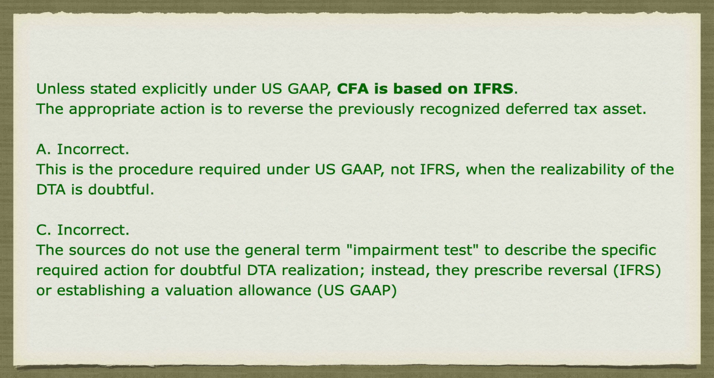Unless stated explicitly under U.S. GAAP, CFA is based on IFRS. The appropriate action is to reverse the previously recognized deferred tax asset. A, incorrect. This is the procedure required under U.S. GAAP, not IFRS, when the realizability of the DTA is doubtful.